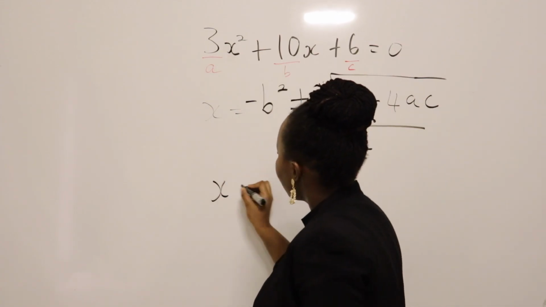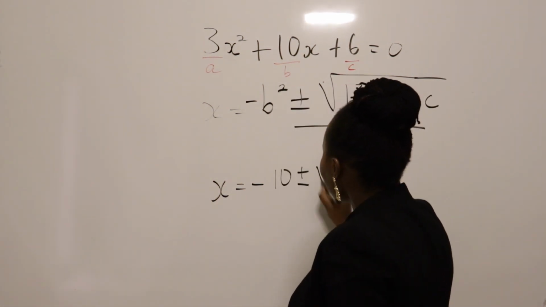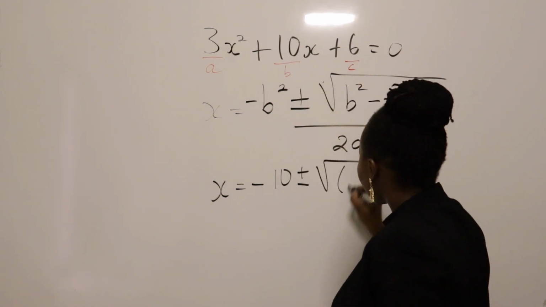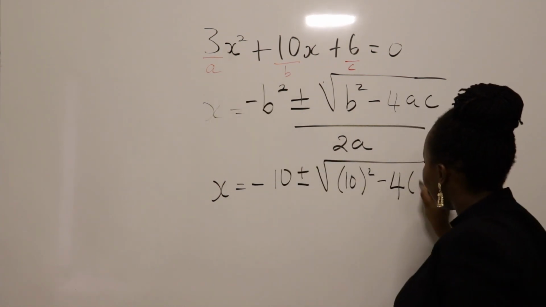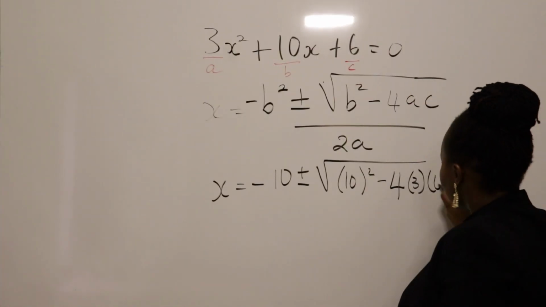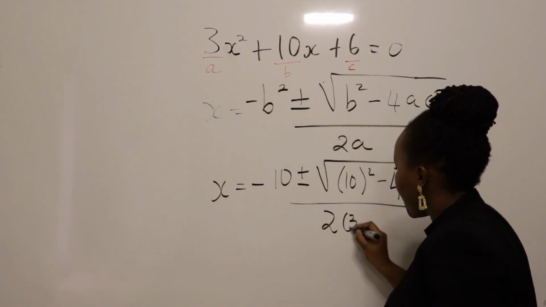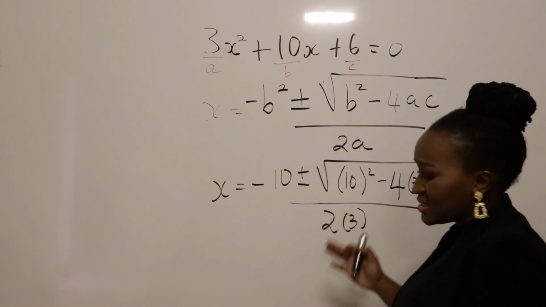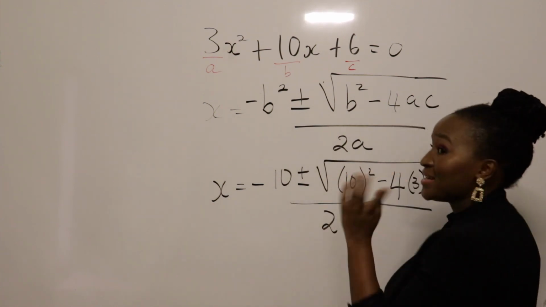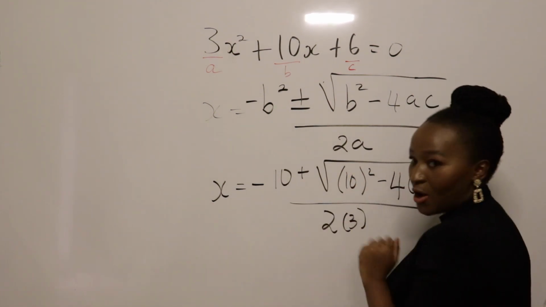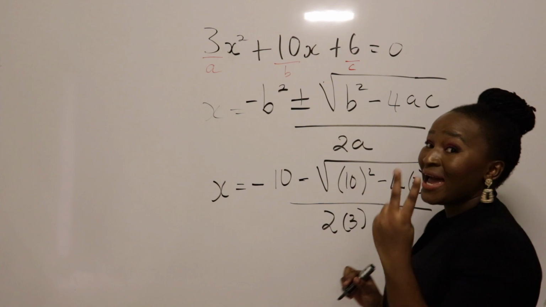We will have x equal to minus, our b is 10, plus minus, b again, 10 squared, minus 4, a is 3, our c is 6. Okay, we divide this by 2, our a is 3. Because you're using the quadratic formula, you can write this 2 times. The first one, you write with a plus only, and the second one, you write with a minus only. So you will have 2 answers.